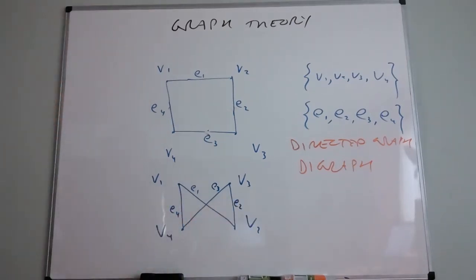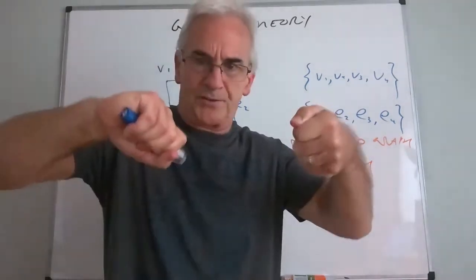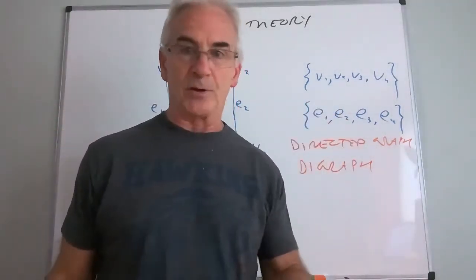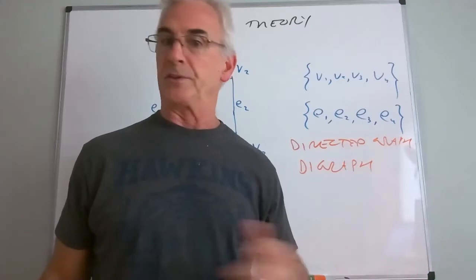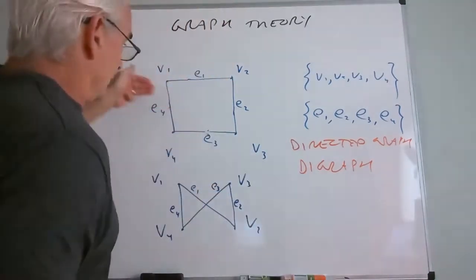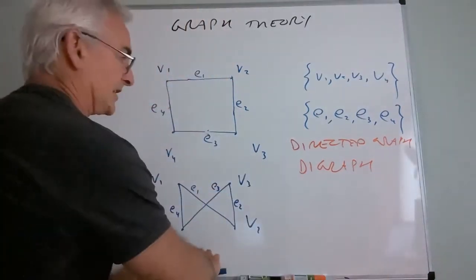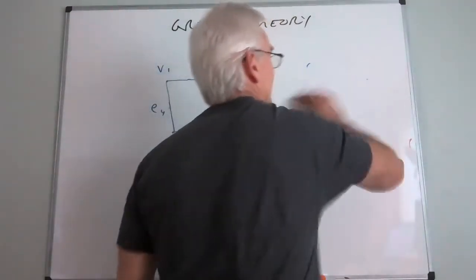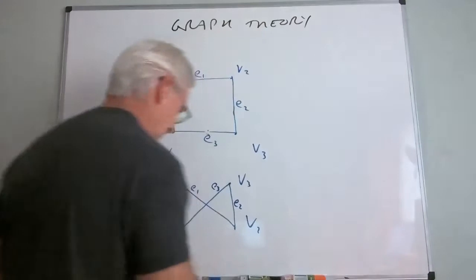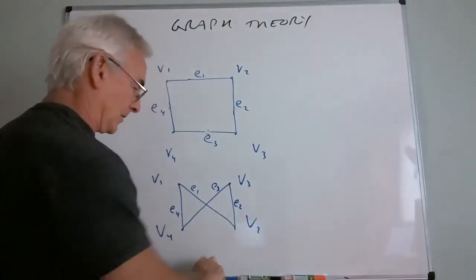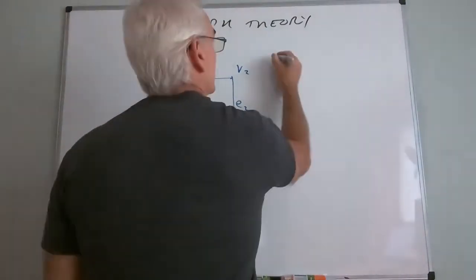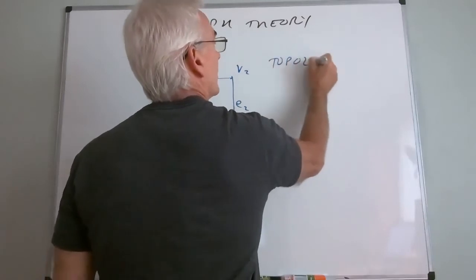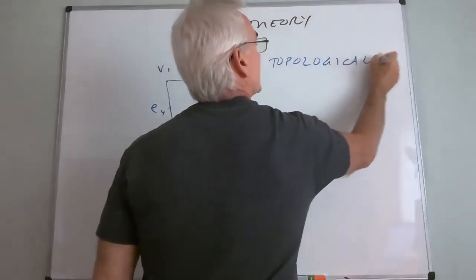What I did was I just took it and I essentially twisted it. But the same vertices connect with the same edges. So the first thing we want to notice is you can change things. You can represent things differently and it still is considered the same. So there's a term here. We'd say these are topologically equivalent.